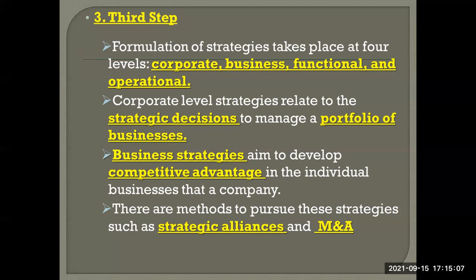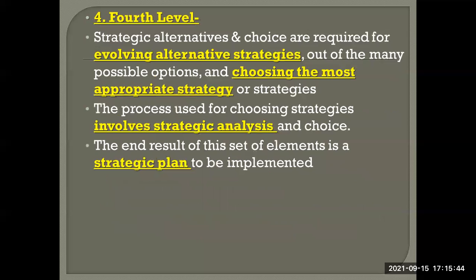Then business strategy aims to develop competitive advantage in the individual business that a company has. So suppose you are HUL, Hindustan Unilever company, and you have different plants like Fair and Lovely plants, then Lux soap plants, Ponds product category plant. So at these plants, whatever the competitive advantage each brand should have, each product should have, will be discussed under business strategy, business level strategies. Then there are methods to pursue these strategies through strategic alliance or merger and acquisition. So there are different strategies to achieve these targets.